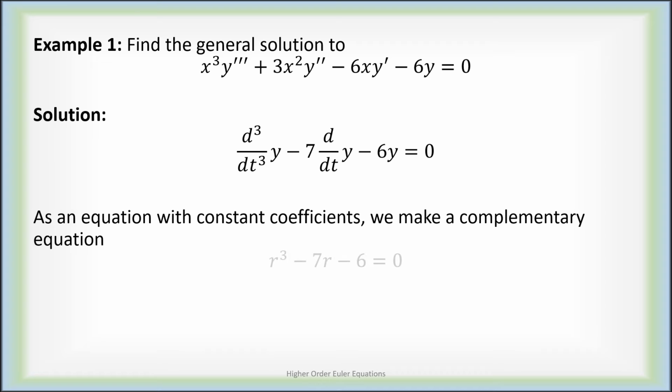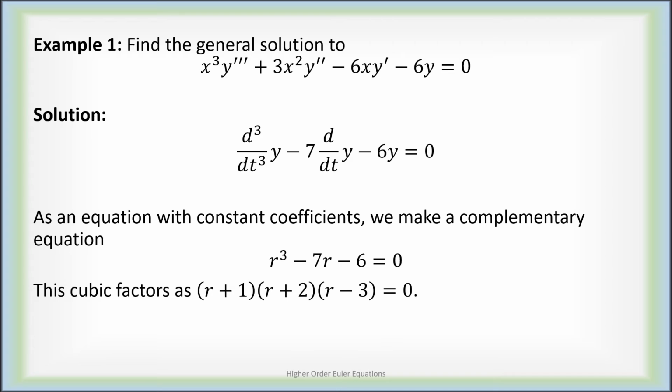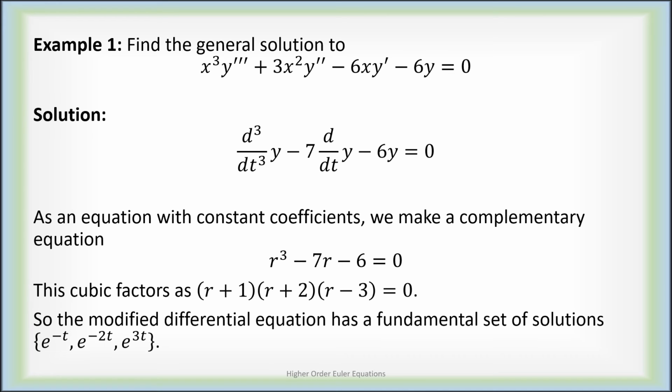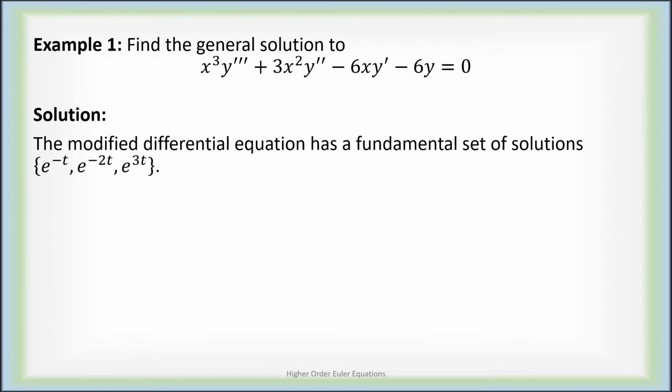So we make a complementary equation, r cubed minus 7r minus 6, and set that equal to 0. That factors as r plus 1, r plus 2, r minus 3. So for the modified differential equation, the one that is now expressed as a function of t, since the roots of its complementary equation are -1, -2, and +3, we have e to the minus t, e to the minus 2t, e to the 3t. There's a fundamental set of solutions to the modified differential equation. So here's our fundamental set of solutions to the modified differential equation.